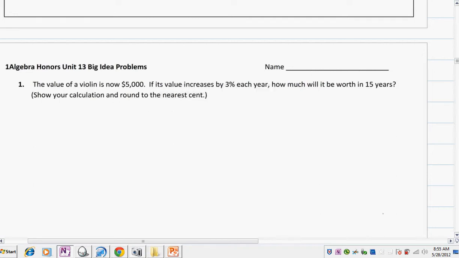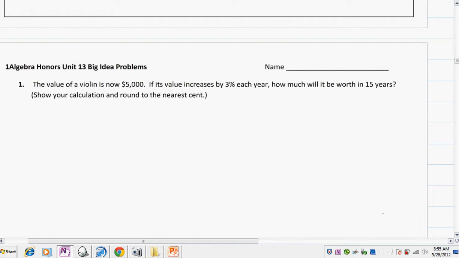The value of a violin is now $5,000. If its value increases by 3% each year, how much will it be worth in 15 years? There are some things that do increase in value over time. Violins, I believe sometimes, depending on the quality and the care, can be one of them.